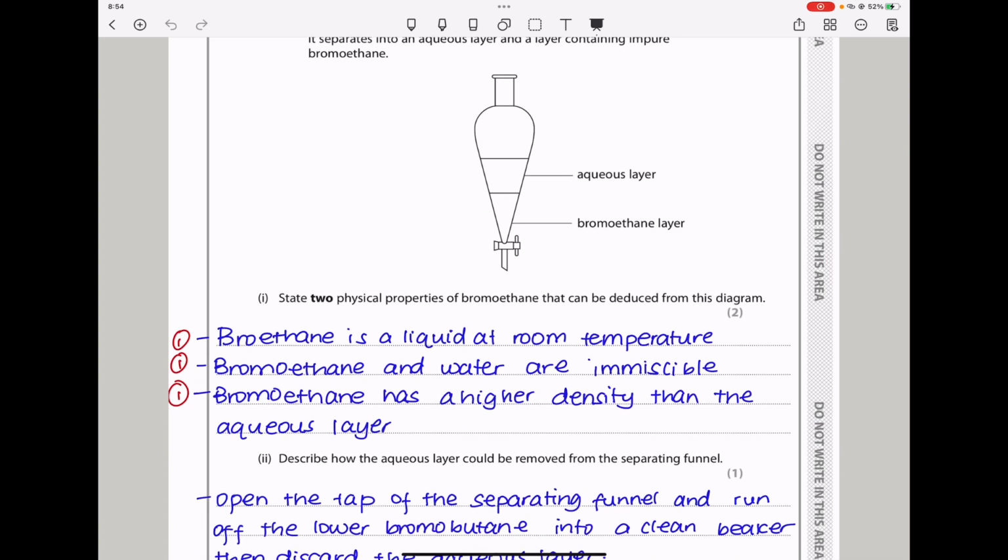So down here they say state 2 physical properties of bromoethane that can be deduced from this diagram. One is, of course, bromoethane is a liquid at room temperature, we can see. And then we can observe that because 2 layers form, these 2 liquids, which is water and bromoethane, are immiscible. And then lastly, we can see that bromoethane is at the bottom. That means it has a higher density than that of the aqueous layer.